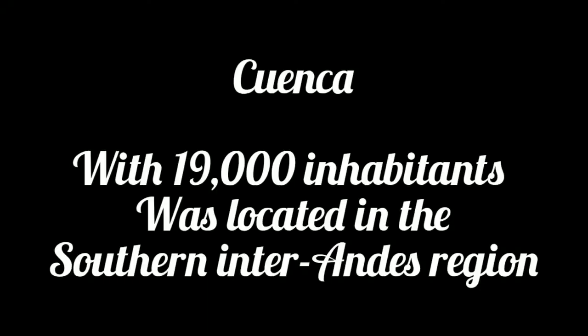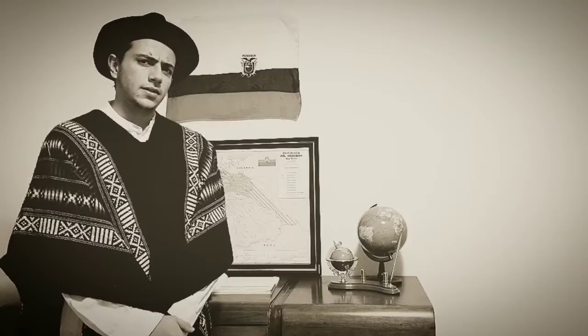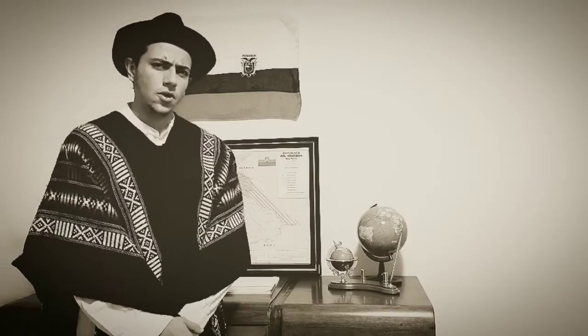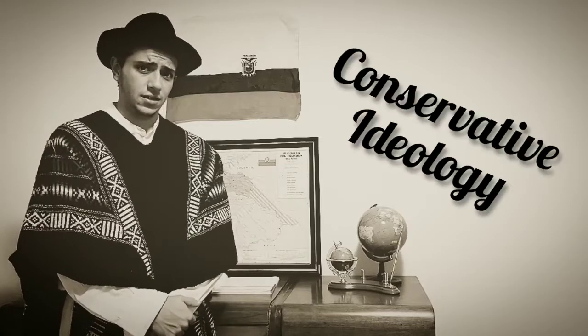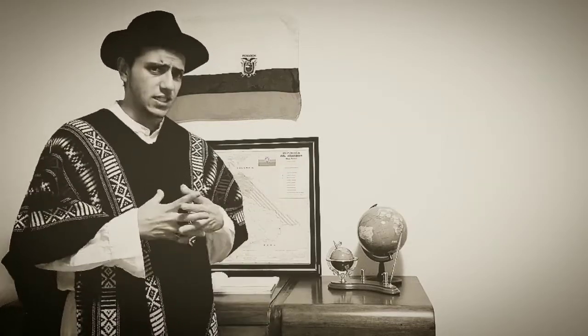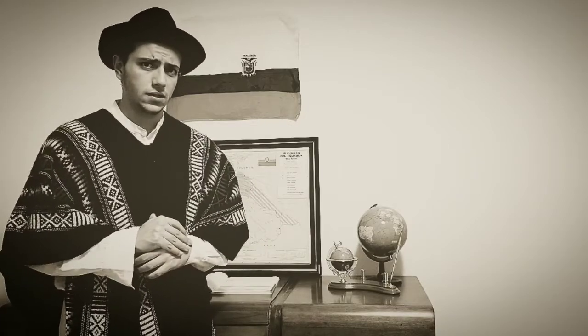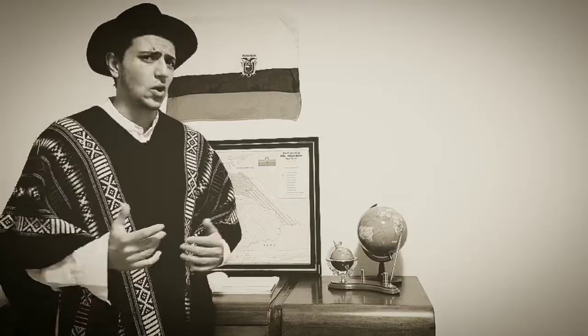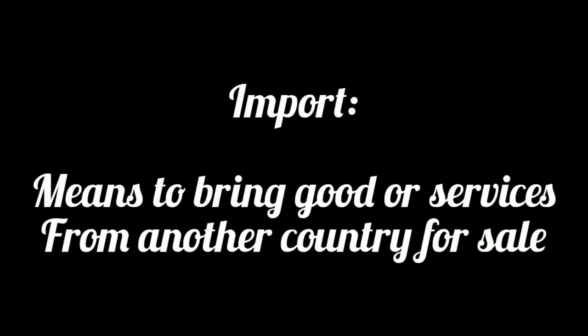But there was still a third city. This city was Cuenca, with 19,000 inhabitants, and was located in the southern Interandes region. Now we in the Andean region, we had a more conservative ideology. This was connected with the Catholic Church. And this was because we wanted to put taxes on all the imports that were coming into our country. Now you may be wondering, what are imports? Import means to bring goods or services from another country for sale.